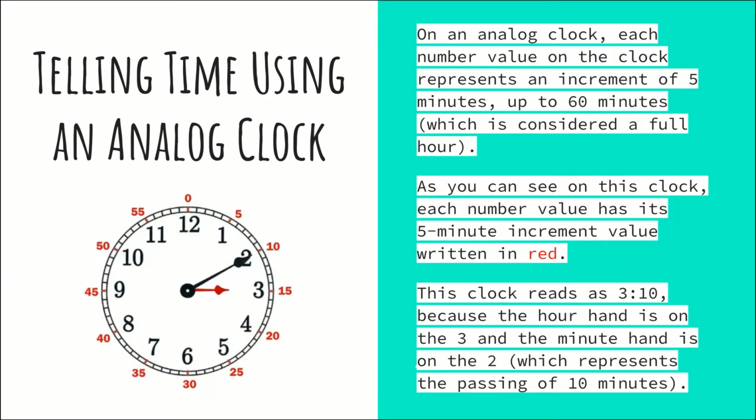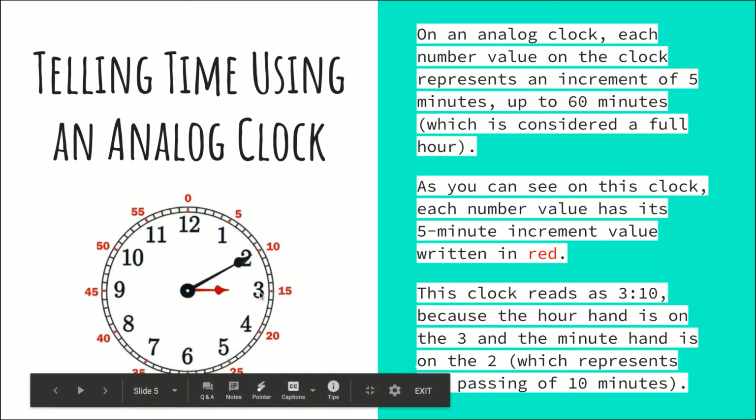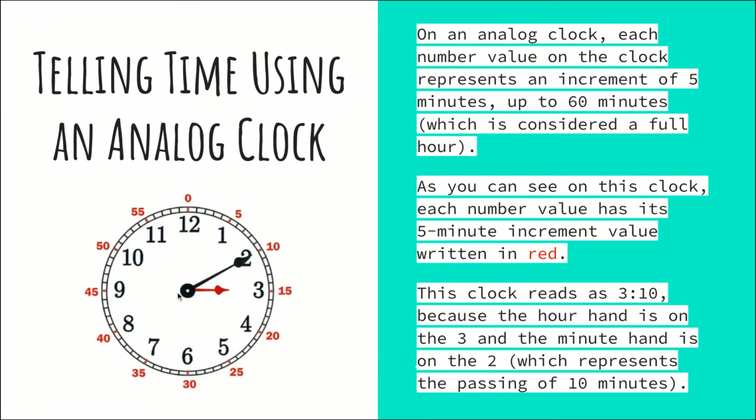So this clock in particular reads as 3:10. How do I know? Well, the hour hand is pointing towards the 3, and the minute hand, which is the long hand, is pointing on 2. And if I know my increments of 5, I know that the 2 represents the passing of 10 minutes. Okay, so it's really helpful to have this memorized or to have a visual to refer to, at least when we're first telling time to a more exact number, which would be a quarter hour and 5 minutes.